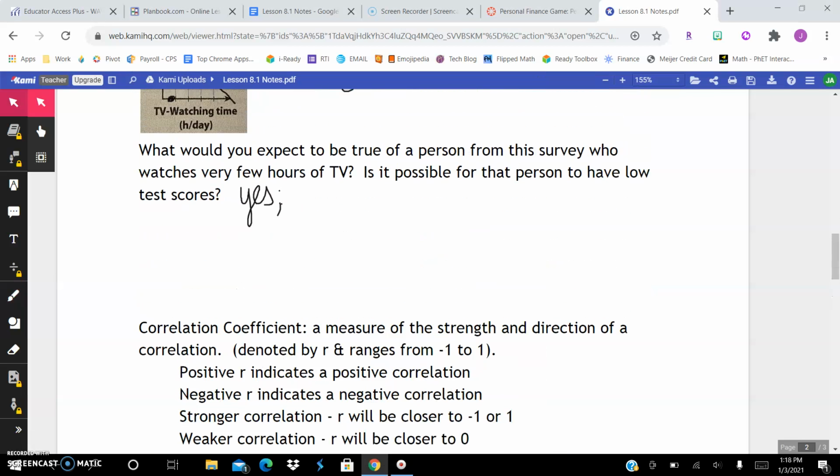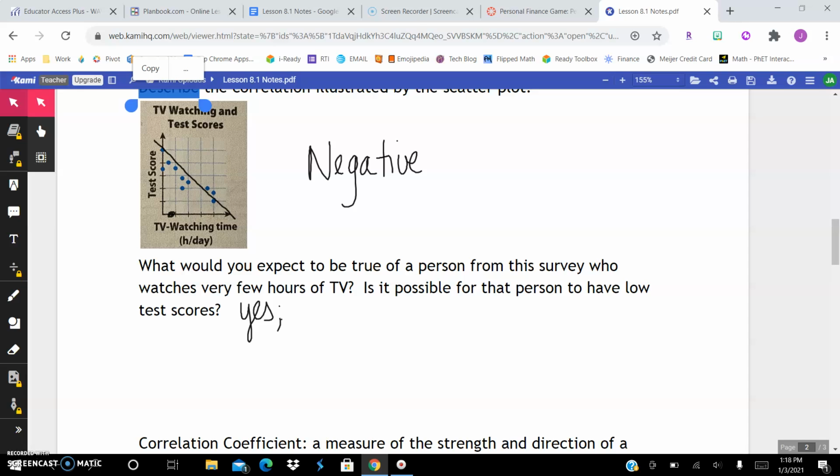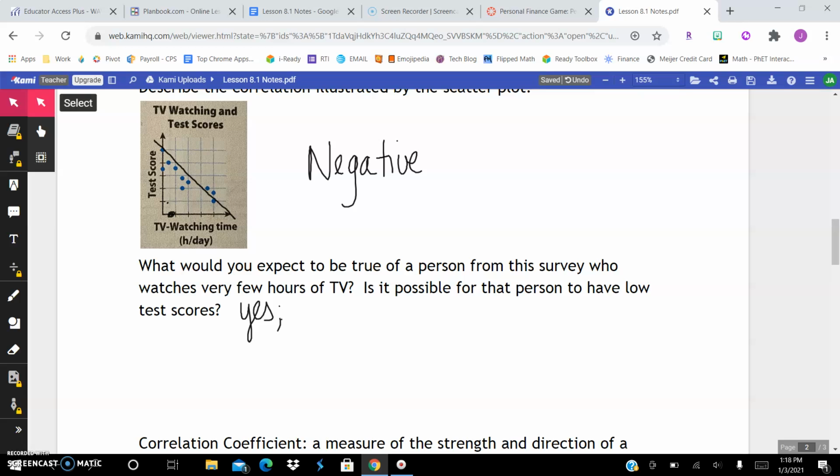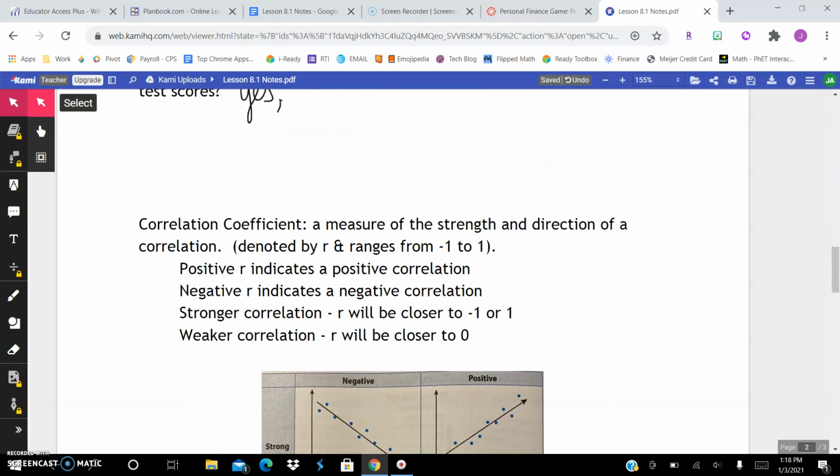That's why it's called a scatter plot. So we could absolutely have other dots in here. If somebody else took that test, their dot might be down here towards the lower end of the test scores. So this is just based on who they interviewed for this.